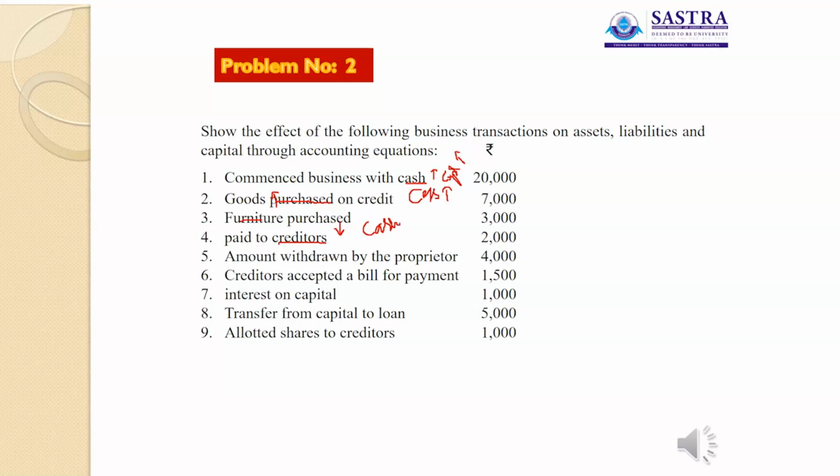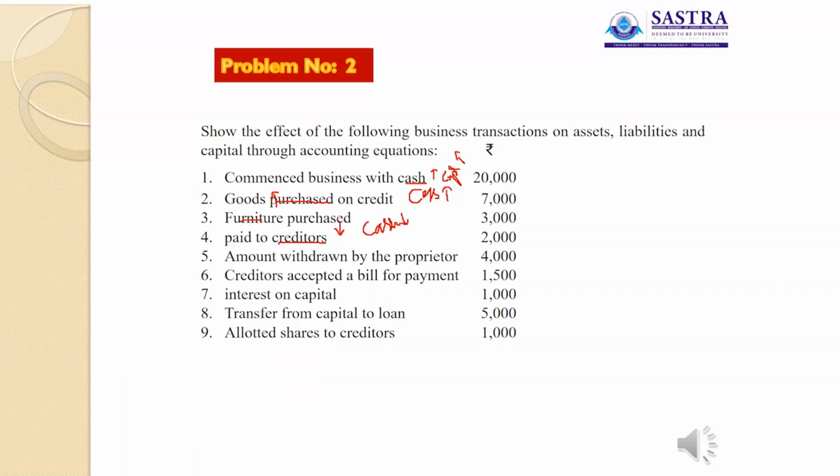So cash paid to creditors. Our cash is taken from the business, so that amount will decrease. Then creditors' amounts are settled, so our creditors value also decreases. So liabilities and assets also decrease. Asset decrease in the sense that it shows the credit balance, liabilities decrease in the sense that it shows the debit balance. Okay. Then the next one is amount withdrawn by the proprietor.